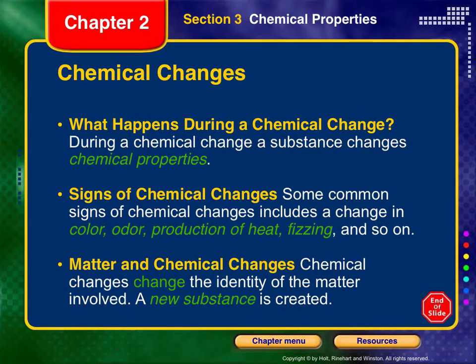So what happens during a chemical change? During a chemical change, the substance changes chemical properties. It actually changes into something new. So if you think back to our slide of the car, that metal, that iron, that steel was actually changing into a totally new substance. So we call it rust, call it oxidized steel, whatever you want. It's a new substance. So there's usually easy signs that something's changing into a new substance.